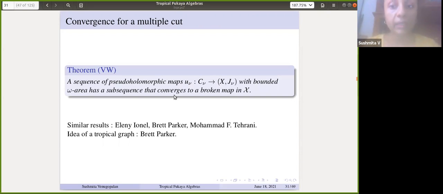And the theorem here is again analogous to SFT compactness, which says that if you have a sequence of maps with bounded area, then a subsequence converges to a broken map. And similar results have been proved by other people, but the terminology of the broken map, the tropical graph and all evolved gradually. So these are just various stages of the same thing.